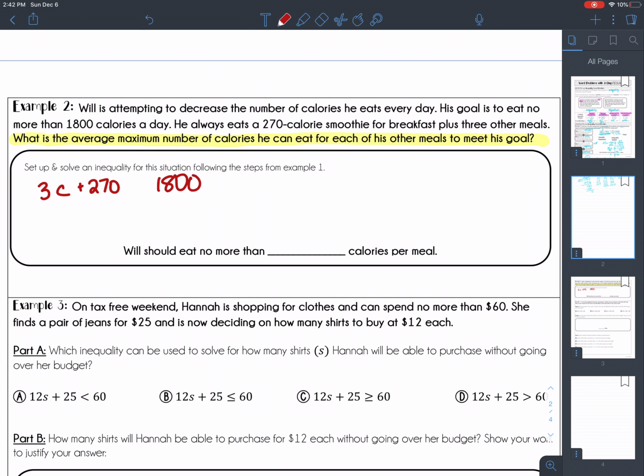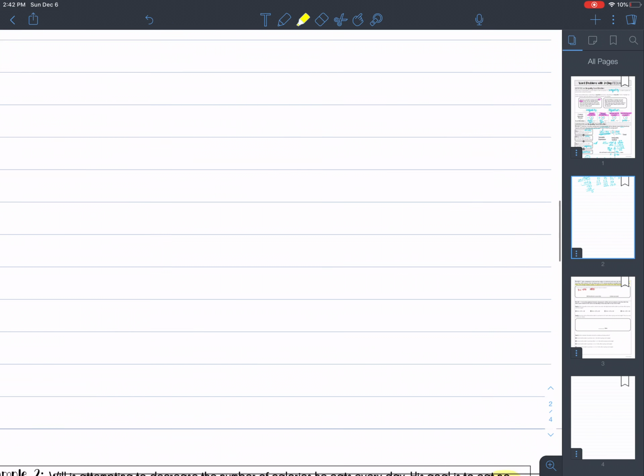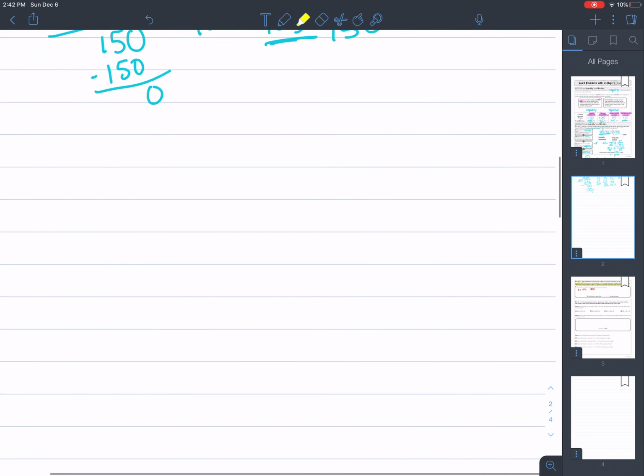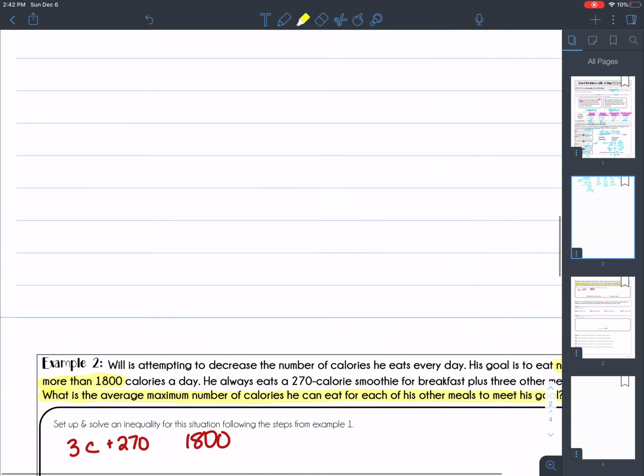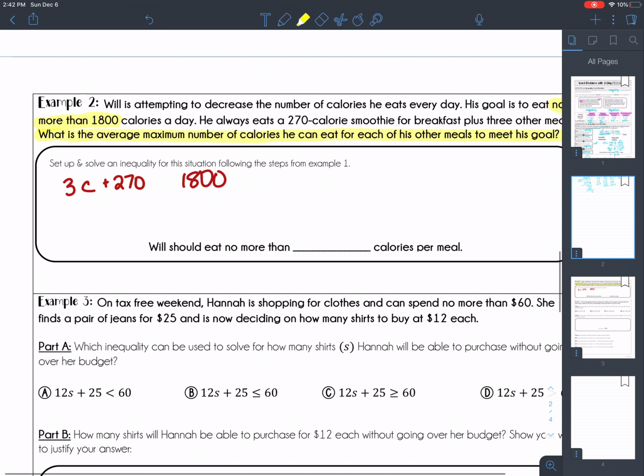Now the question is, we're not writing an equation here because it says, sorry, get my pen back, no more than. And if you go back up to your notes, which mine has this paper in the way, no more than should be the less than symbol, less than or equal to. But let's check it. Let's see if it makes sense in our problem.